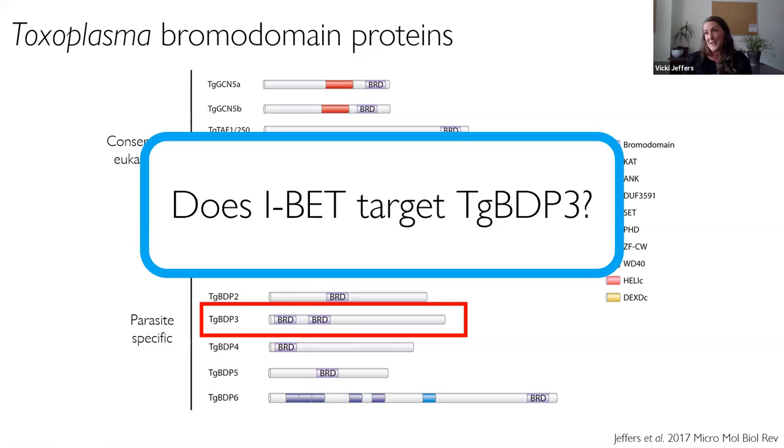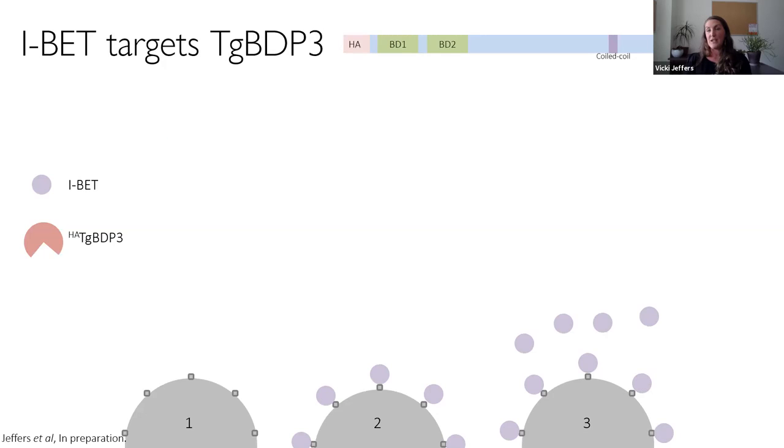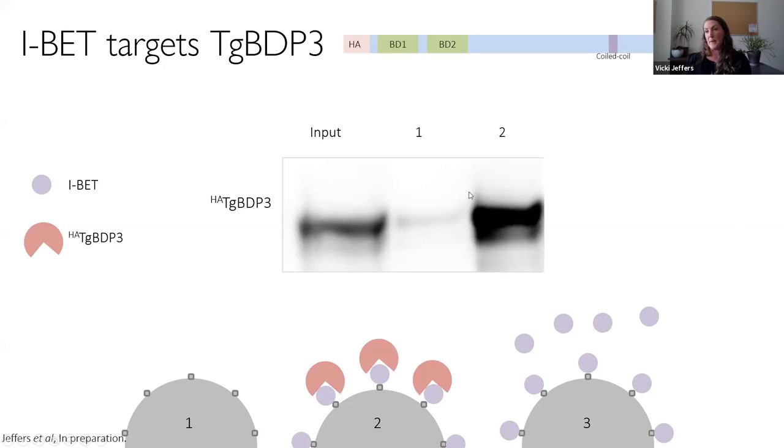So we asked the question, does IBET target BDP3? And we had this really great reagent from GSK they shared with us where it could be linked to beads. So we have IBET here linked to some beads, and we could test IBET binding. And so this was our BDP3 protein. It did not bind to beads alone. We saw it binding really strongly to the IBET-coated beads, and then it was competed away with excess IBET in the medium.